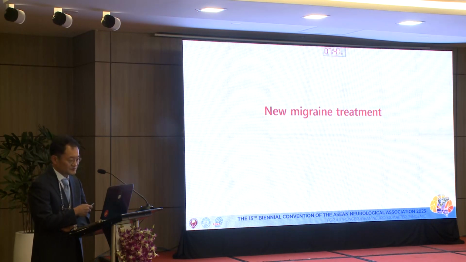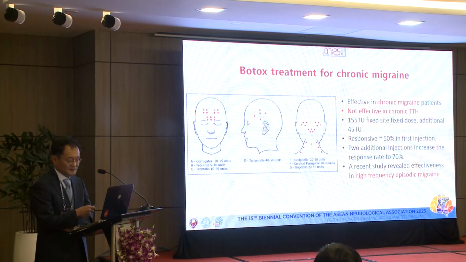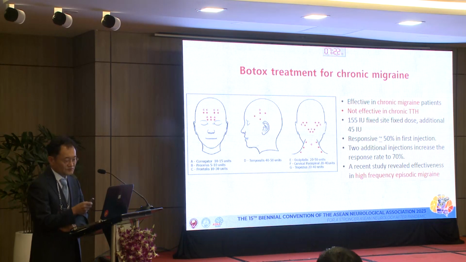New migraine treatment. Botox treatment is effective in chronic migraine patients. However, it is not effective in chronic tension-type headache. 155 units at fixed sites with a fixed dose, and an additional 45 units injected at the time according to the injector's decision, following the paradigm. Response rate is 50% with the first injection, and 2 additional injections increased the response rate to 70%. A recent study revealed effectiveness in high frequency episodic migraine.